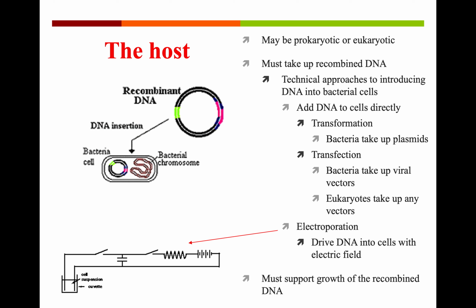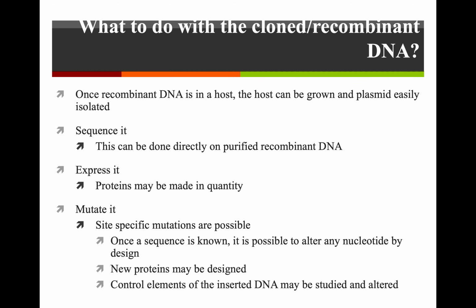The other approach or protocol that we use is electroporation, and this is done by electric current, as you can see over here. This is just a diagrammatic diagram. The other two are done using chemicals, though electroporation is done using a current. Regardless of the technical approach that you choose, it must support the growth of the recombined DNA, because without that your recombinant DNA won't grow and you wouldn't get your recombinant DNA. So, what to do with the cloned or recombinant DNA?